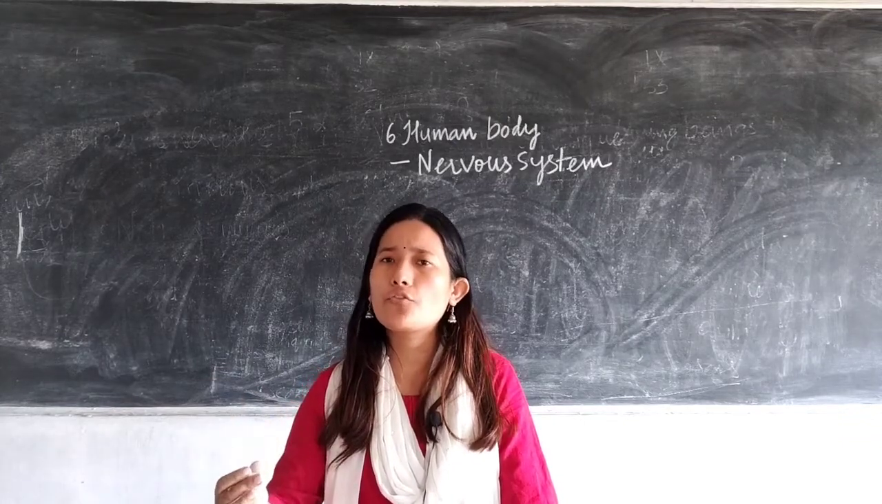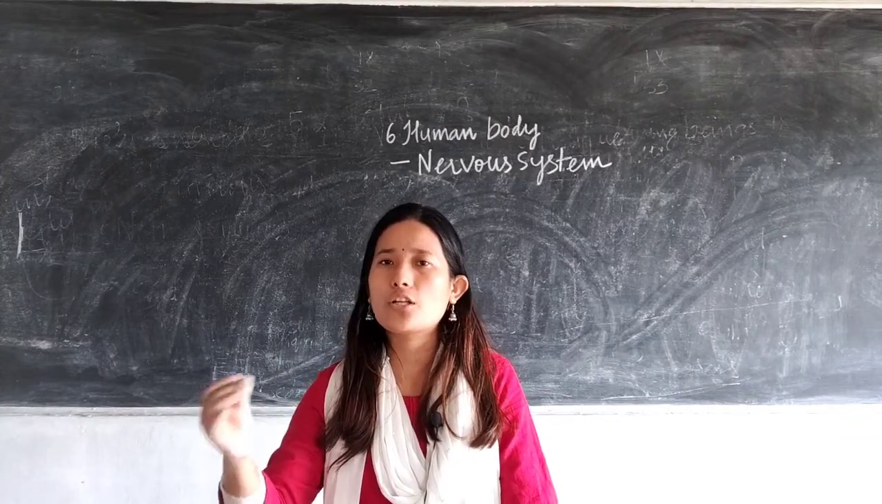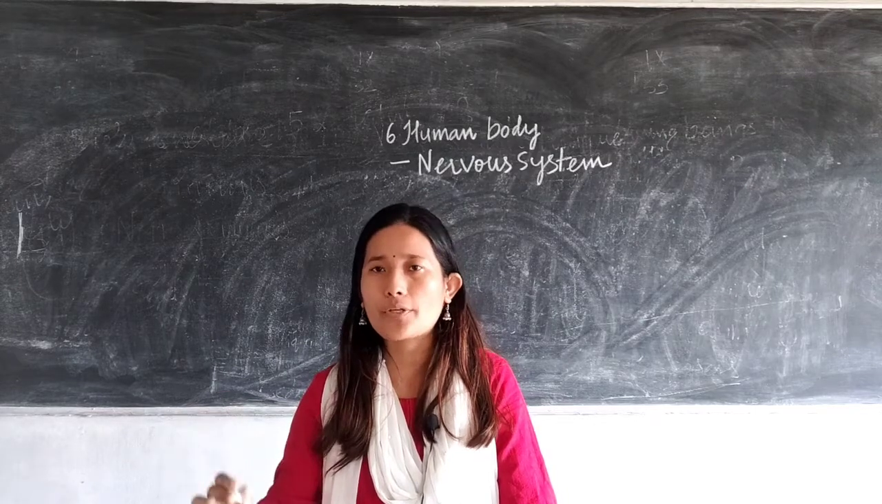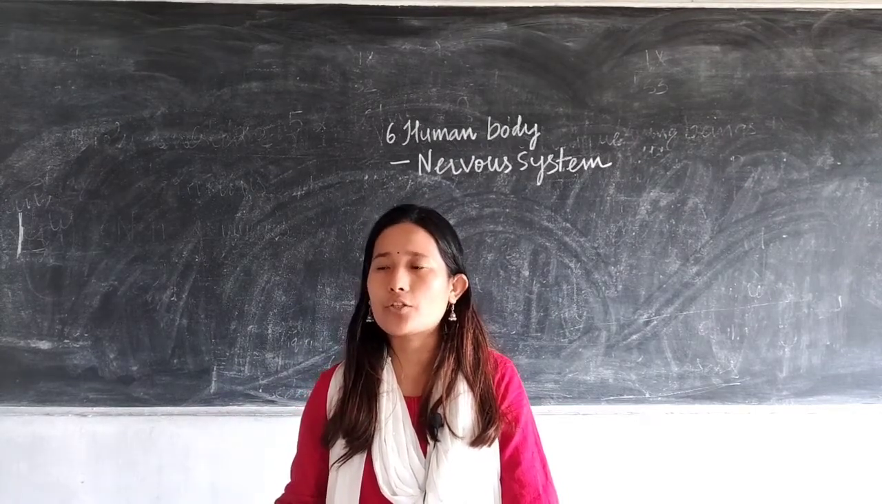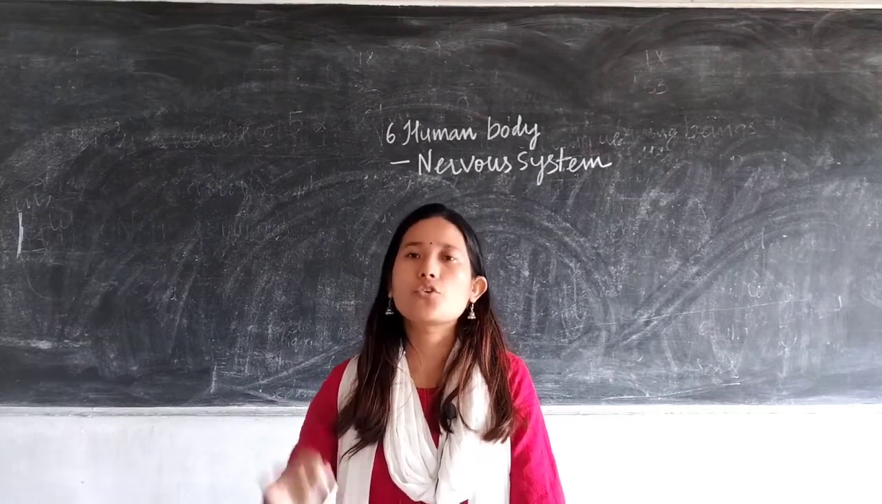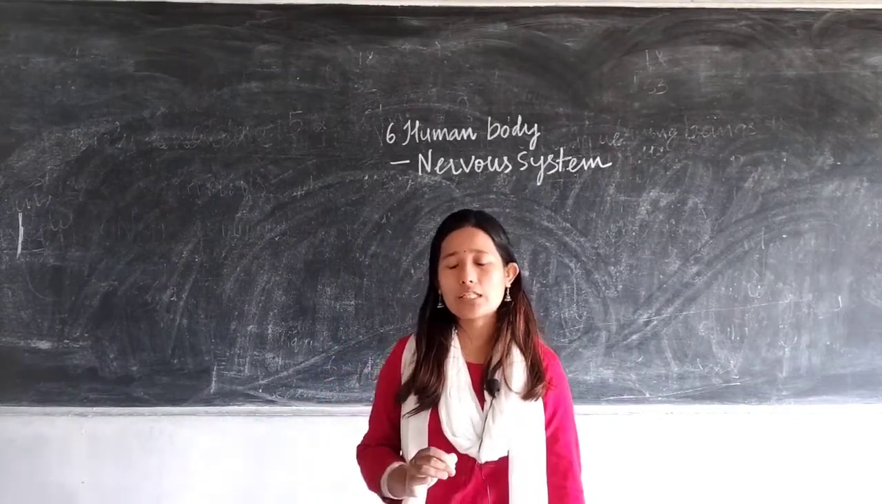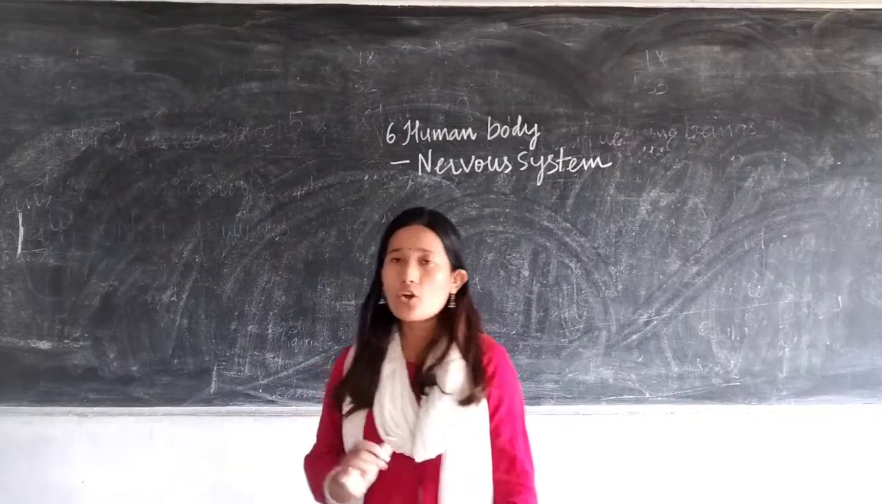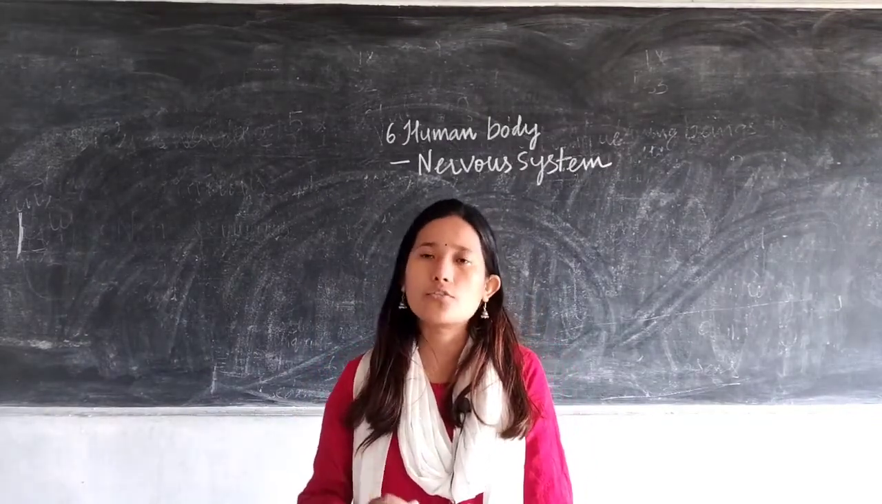If your brain would not function, if the brain would not send the message to the leg at the proper time, would you be able to survive that particular lion? No, you would not be able to survive, okay? So in this chapter we will be discussing only one of the coordination systems, that is the nervous system.